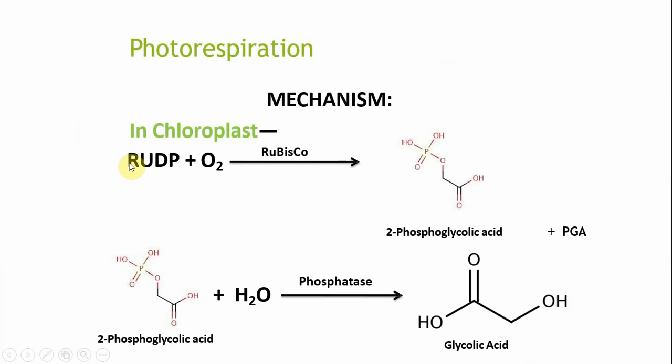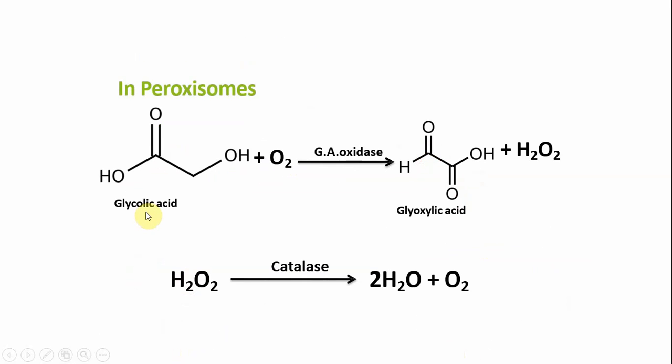Now this is the detailed mechanism of photorespiration. In chloroplast, RuBP plus oxygen in the presence of Rubisco enzyme is converted to 2-phosphoglycolic acid and PGA. 2-phosphoglycolic acid is converted to glycolic acid. Glycolic acid enters peroxisome and forms glyoxylic acid, undergoes oxidation, and H2O2 is also formed, which of course is broken down into water and oxygen by catalase enzyme.